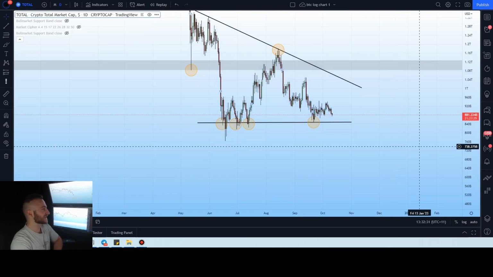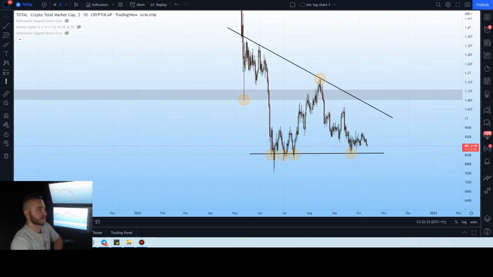Total cryptocurrency market cap, once again, is the only chart that scares me because we are in this macro descending triangle.